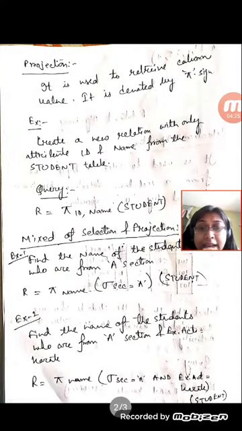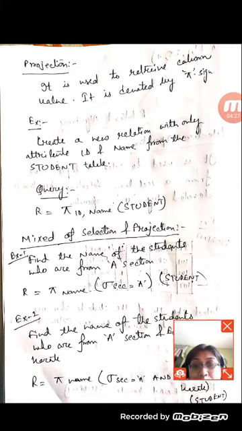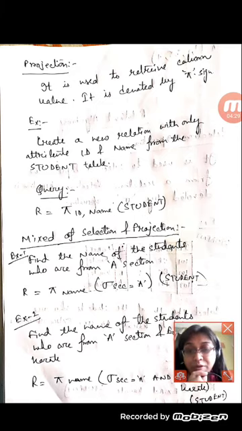Next we are going to discuss the projection operation. What is the projection operation? Projection operation is used if we want to retrieve data based on our attribute or column value, then we have to use the projection operation. What is the projection operation denoted by? It is denoted by the pi sign. Okay, the pi sign is used for projection.